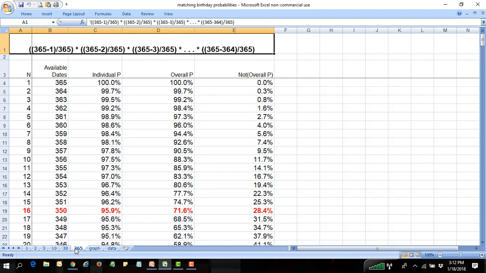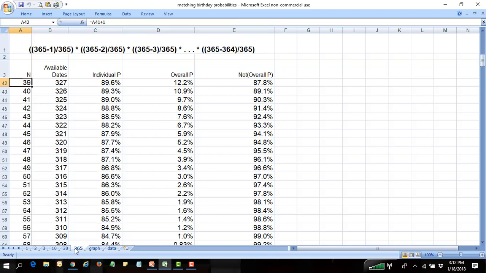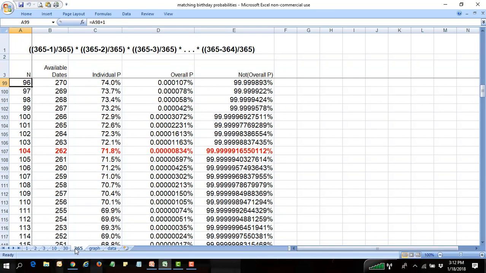So let's fill out the rest of the year now and work our way down. If I look at our class, a class where 104 people reported in one of the sections of this class, the 104th person had 262 days left and was already down. Just that individual alone had a 71.8% chance of matching someone. In terms of the cumulative probability, you can see how small that number is: 0.000000834. That's a pretty low probability of someone along the way not having matched.